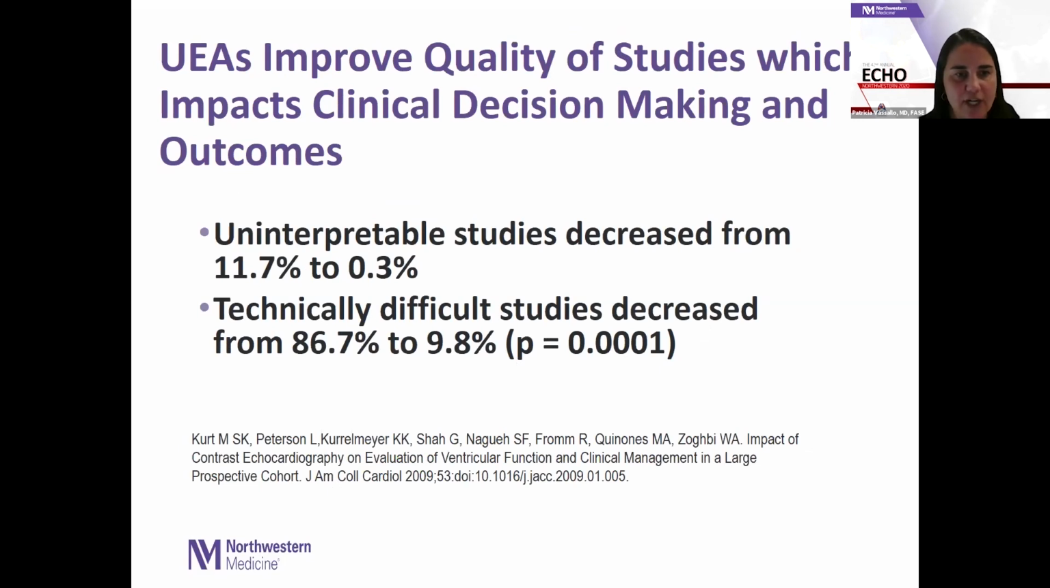In that study by Kurt et al., uninterpretable studies decreased from about 12% to almost 0%. And technically difficult studies also significantly decreased with ultrasound enhancing agents. So we see this in critically ill patients in the ICU when we cannot tell what their LV systolic function is. And then we use enhanced echo, and it may be the only thing we see, but usually we can tell whether the ventricle is functioning normally, hyperdynamic, or the LV is dilated with reduced function. And that makes a big difference in our critically ill patients.